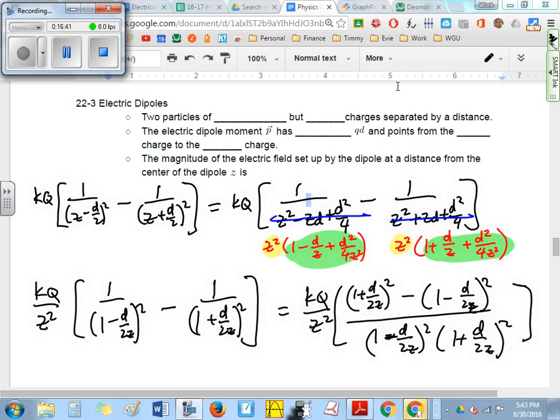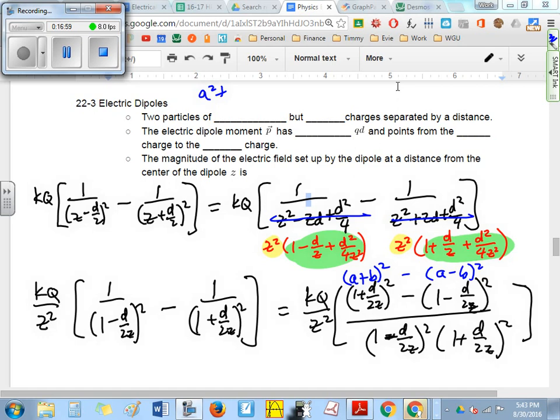Now, if you combine like terms on top, it might be easier to think in terms of A's and B's. So anytime you see a 1, think A. Anytime you see D over 2Z, think B. So the top is like A plus B squared, but you're subtracting A minus B squared. So let's work that out at the top of the page.